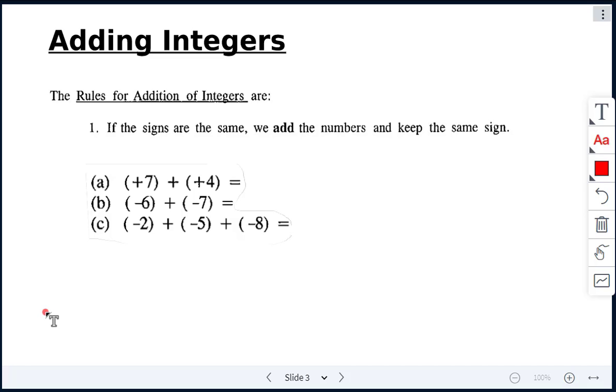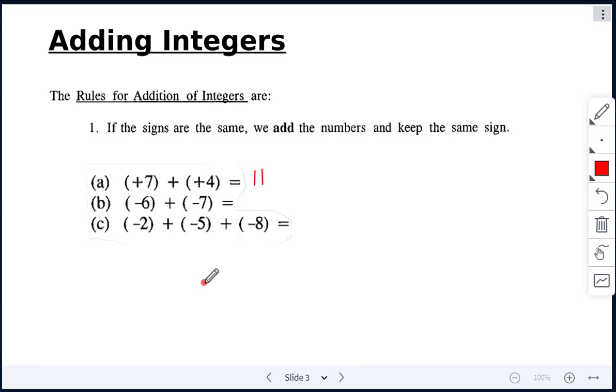When we are adding integers, the first rule is if the signs are the same, you're just going to add the numbers and keep the same sign. Our first example is what you're used to: a positive 7 plus a positive 4. You're just adding 7 plus 4, which gives us an answer of positive 11. You can write positive 11, or just 11. If you put the positive sign, that's okay as well, but that's not required.